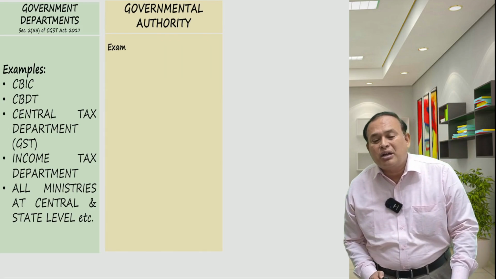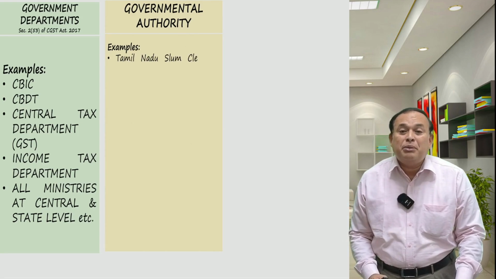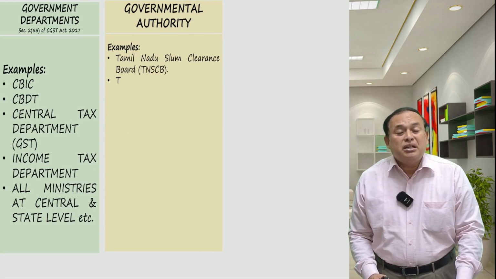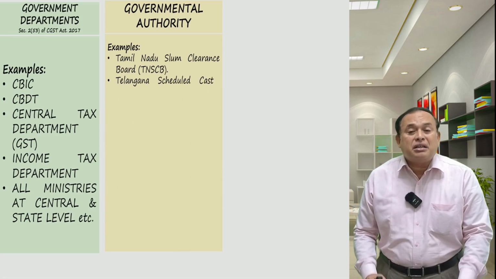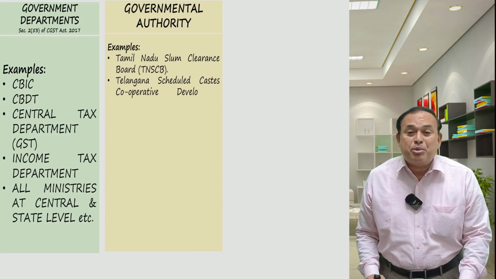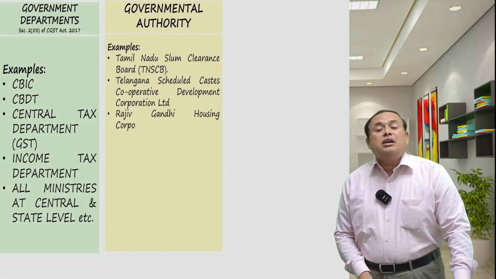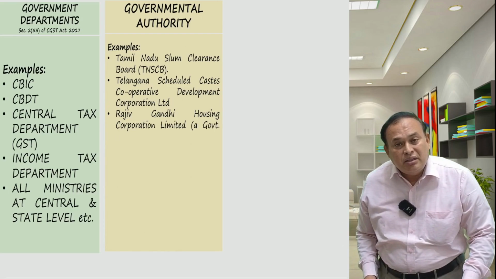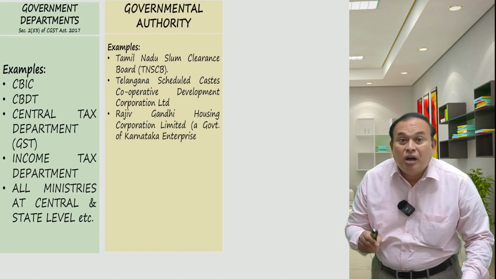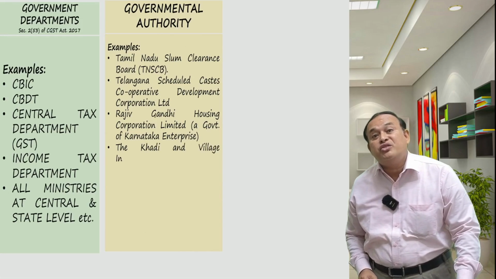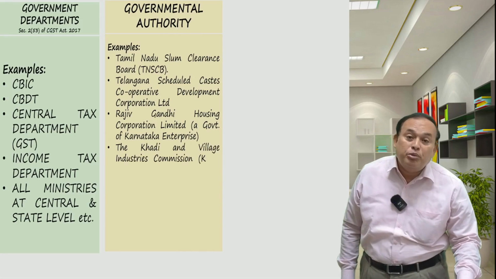Government authority means what? The authority which is established by passing an act in the Parliament or state legislative assembly, or otherwise the institution in which not less than 90% of equity is held by the government or not less than 90% of the voting is held by the government, which is going to meet the objectives of Article 243G, Article 243W of the Constitution of India.